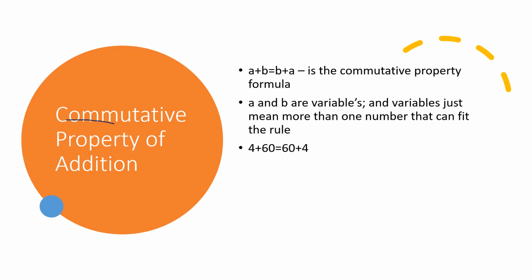For example, 4 plus 60 is 64, and 60 plus 4 is 64. So we have to think of 4 as A and 60 as B. And so now if you guys can see this, 60 is B, so you put 60 here, and 4 is A, so you put 4 here. So that's the rule.